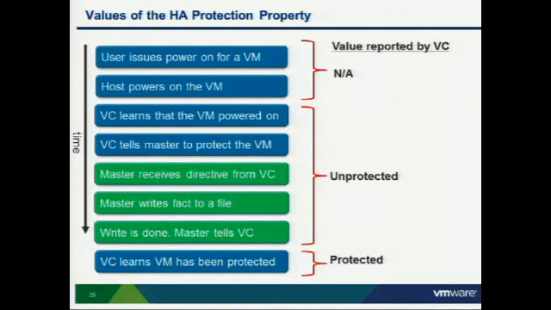So the value of NA is used when the VM is running in a cluster that's not HA enabled, VMs running on a standalone host, or when the VM has just been powered on and VC doesn't know about it. As soon as VC learns that the power on has happened, and until VC learns that the write has happened by the master, the state is unprotected, telling you that if a failure happens, HA may or may not restart this VM. Once VC learns that the write has happened, we report protected.